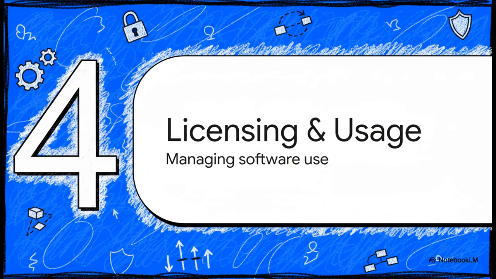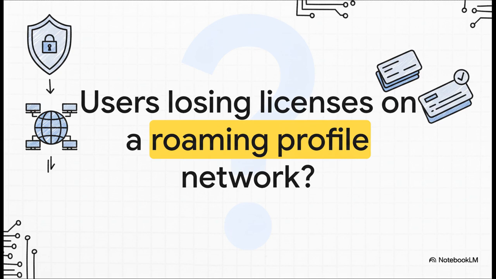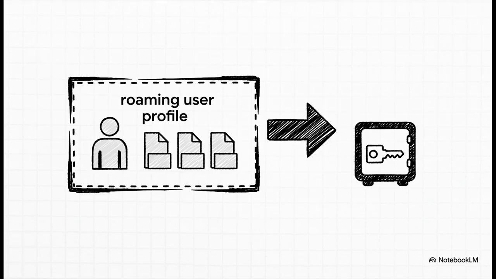Okay, so now we'll look at the settings that give you direct control over licensing and exactly how many instances of your application can be running at once. This is a classic problem, especially in big corporate environments. A user moves to a new machine, their profile comes with them, but suddenly their software license is just gone. Well, the solution is right here.